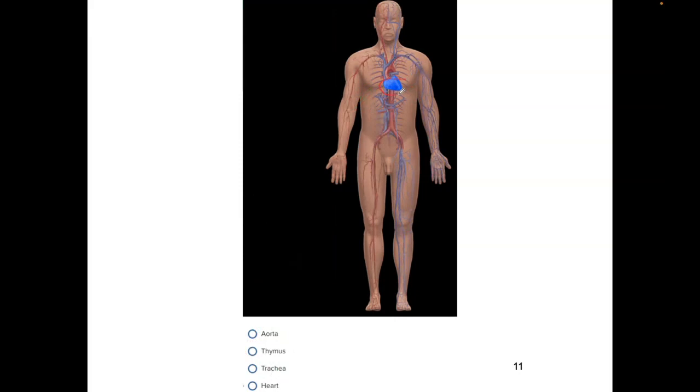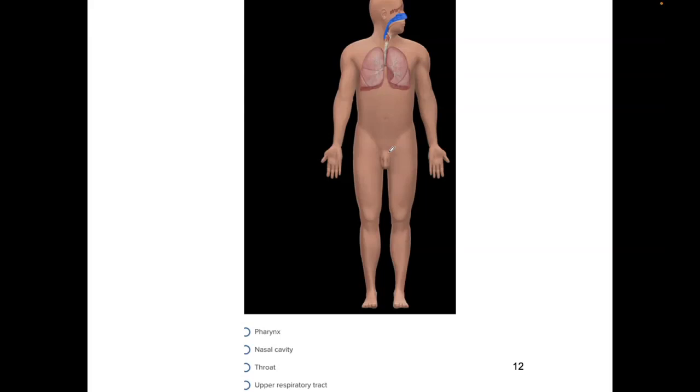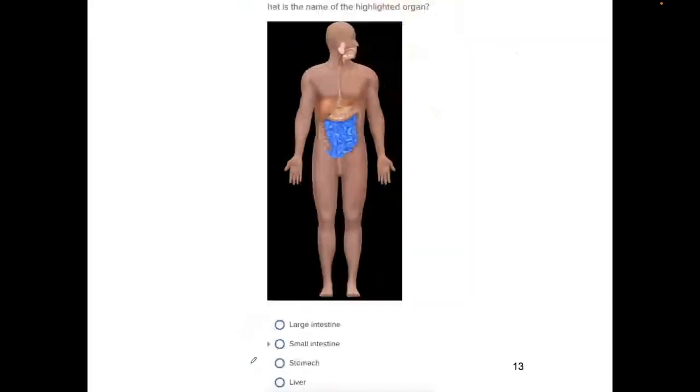Okay, what is this highlighted bright blue structure here? Well, that's going to be the heart, right? Some of them are give me's, pretty straightforward. If it's the aorta, well, that's this blood vessel right there. That's the arch of the aorta. Okay. All right. Here, remember we drew this line earlier? We said this is the lower respiratory tract. So this blue highlighted region has to be the upper respiratory tract.